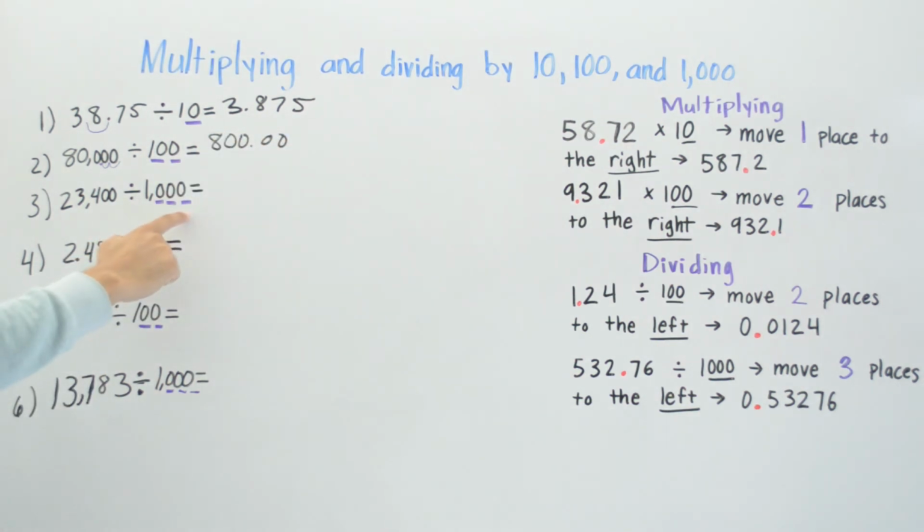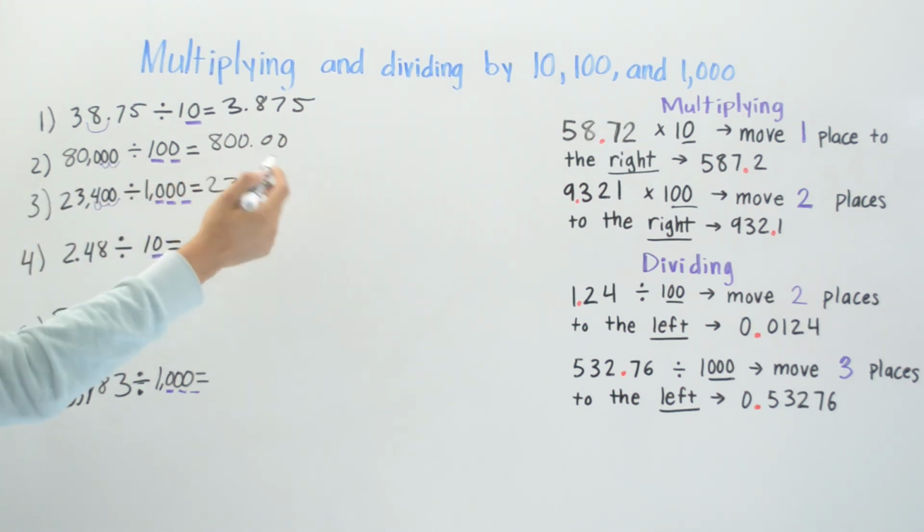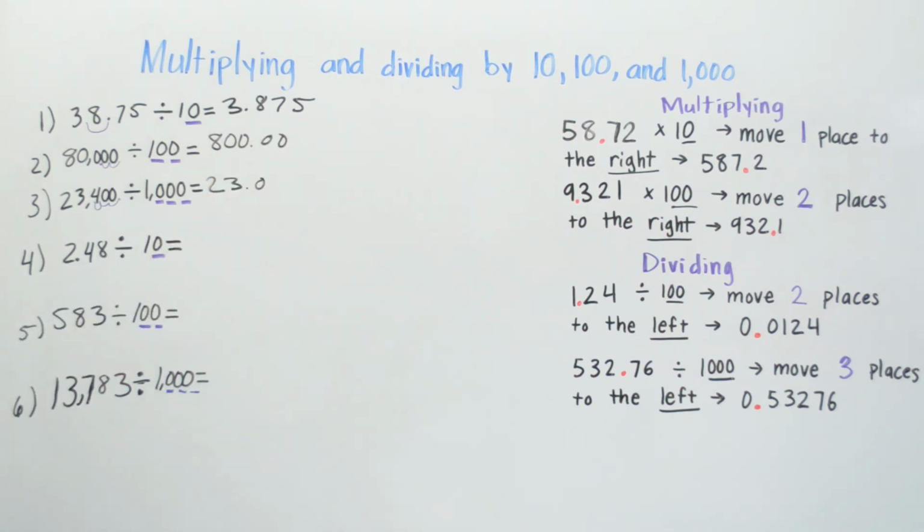Here we have 3, so we're going to move it 3 times, start from the back, 1, 2, 3. So our answer is going to go ahead and be 23.000, or just 23.